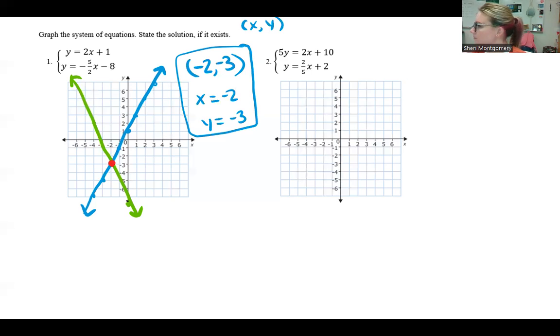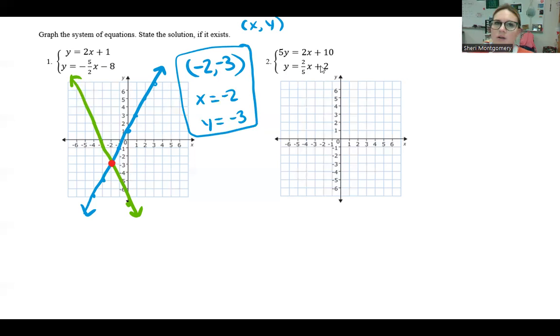We good with that? It's not so bad. You're going to graph lines. You're going to see if they cross. Let's do example 2. Ooh, that one doesn't look fun to graph. So let's start with this one. Let's graph the second one first.